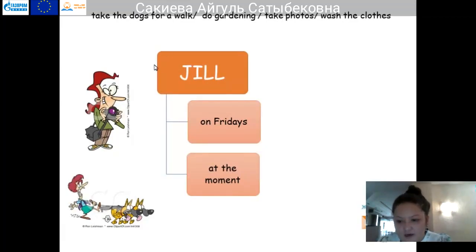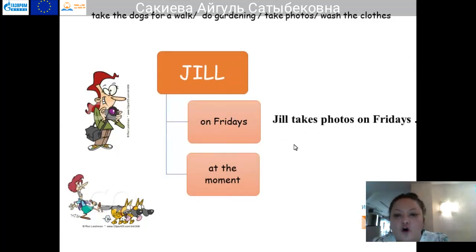Okay. Almamet, can we say Jill is photographing? Because we are talking about the repeated action. But here we have the word take the dog. Oh no, here's take photos. Yes, take photos. What does Jill do on Fridays? Allenbeck, excellent. Yes. Jill takes photos, not every day, Allenbeck, on Fridays. On Fridays means every Friday. Yes, this is repeated action.